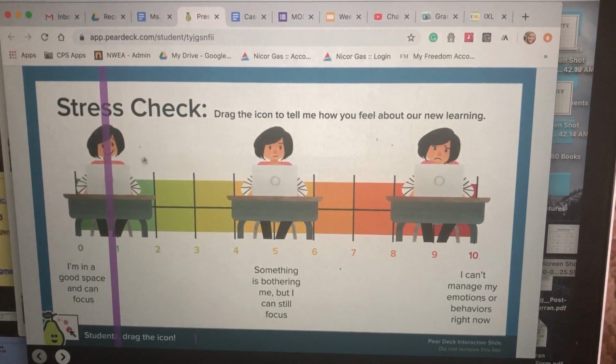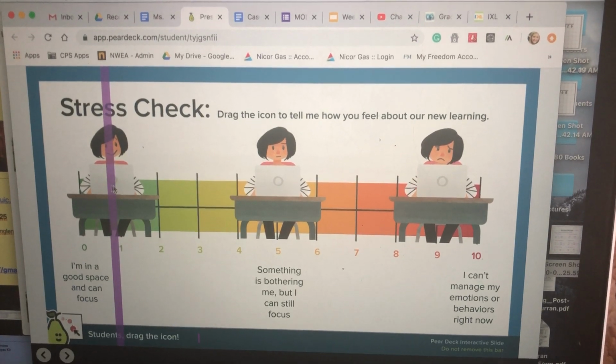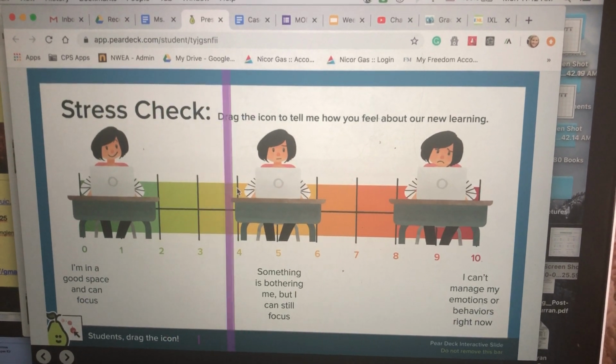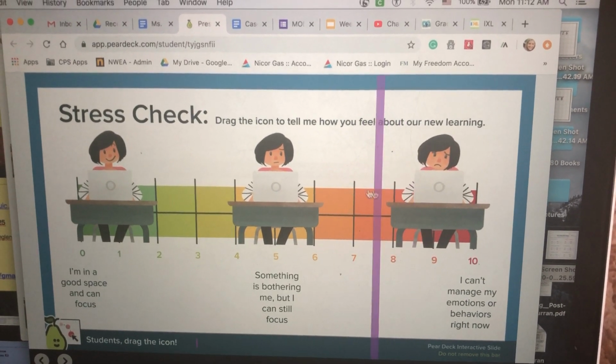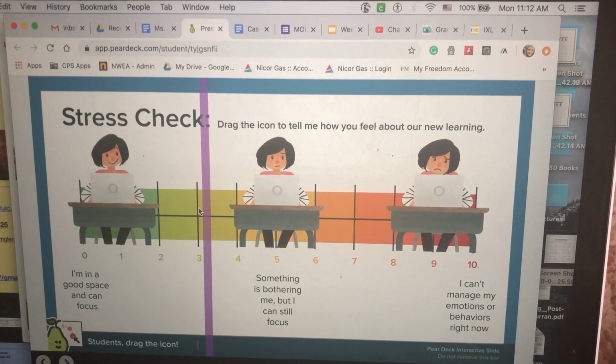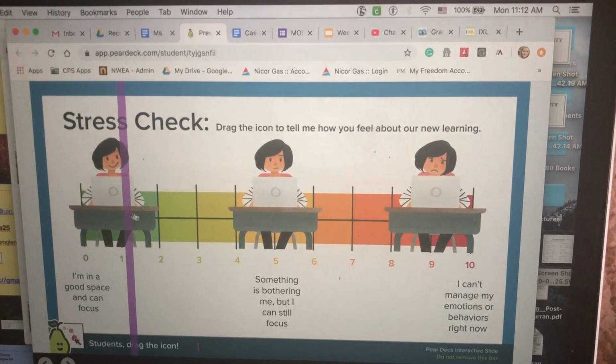Okay, the first one, you were supposed to drag the icon over to C and tell me what your stress level was about this new type of learning. Hopefully it is good for everyone.